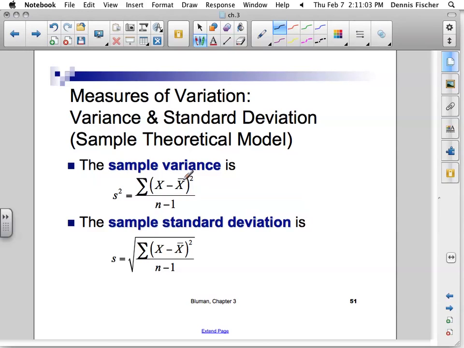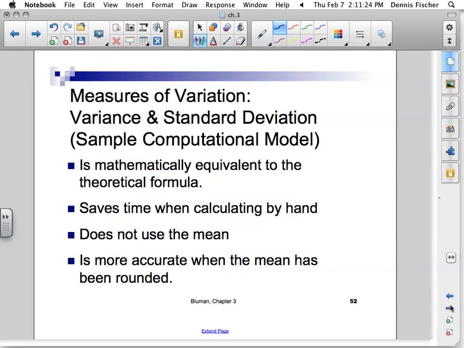There's a shortcut method, and I don't like the shortcut method, actually. I think they use the shortcut method on here. Like I said, their formula looks longer than the other method. I'm not going to go through another sample; there's not much difference on theirs. The sample computation model is mathematically equivalent to the theoretical formula. It saves time when calculated by hand, does not use the mean, and is more accurate when the mean has been rounded.